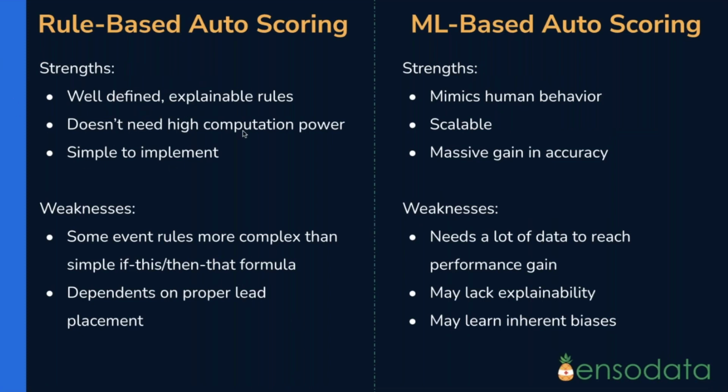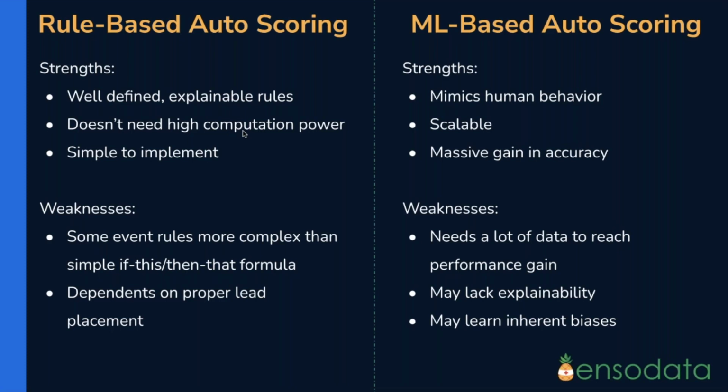Rule-based scoring uses very well-defined, explainable rules that are very easy to think about and define. It doesn't need a lot of computational power, and it doesn't need the training process that machine learning usually requires, which can be very time-consuming and demands a lot of computation power. It's also fairly simple to implement. Some weaknesses: some of the events use rules that are more complex than a simple if-this-then-that formula.